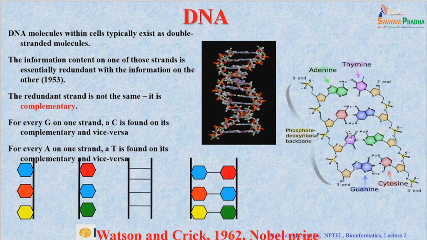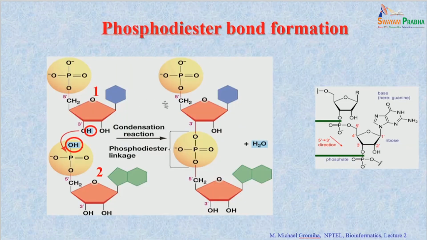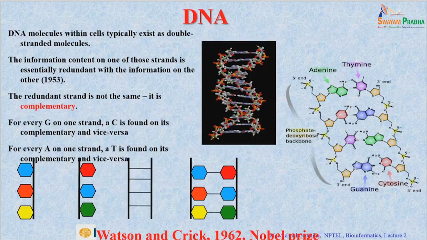So, this is the one strand and this is the other strand, right. Is the information contained in one strand essentially redundant with the information on the other? This redundancy is not the same, because the direction is from 5 prime to 3 prime here, and the other one is 3 prime to 5 prime, and then you can see the complementary of these bases.